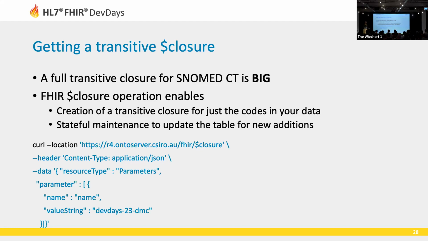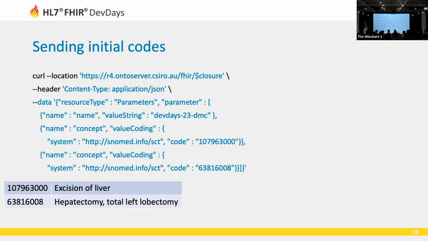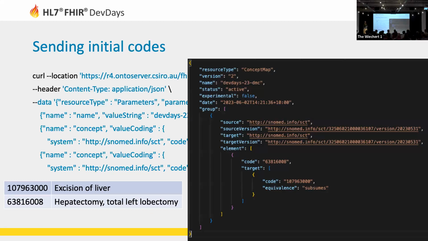So it's a stateful sort of operation that you're communicating with. The first thing you're doing is initializing it and saying that I'm going to be talking about this closure table that I've given the name DevDays 23 DMC. The next step is that you make a query to it and give it some codes to say, I want to know about the relationship between these things. So these two codes that we had before from the subsumes request, and it's giving us back basically the same answer. It's saying that one subsumes the other code.